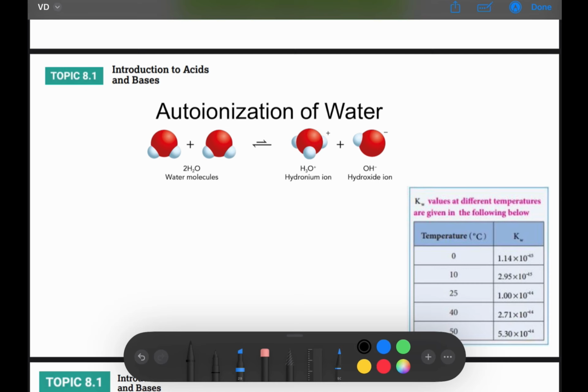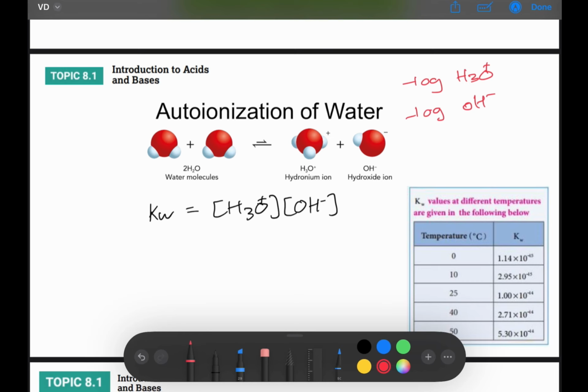If you write the Kw, it is equal to the concentration of H3O plus multiplied by the concentration of OH negative, right? In terms of math, I can take the negative log for H3O plus, the negative log for the OH negative, and also the negative log for the Kw. Since we take the negative log, this one is going to be the pH. If we take the log for the OH, it's going to be the pOH, just keep the p in a small letter. And here is going to be pKw.